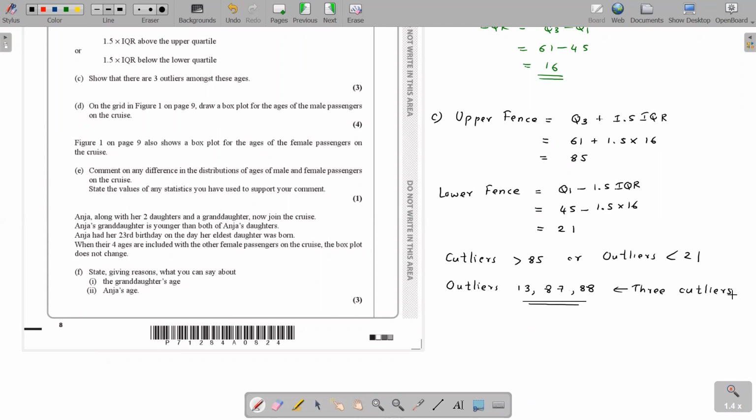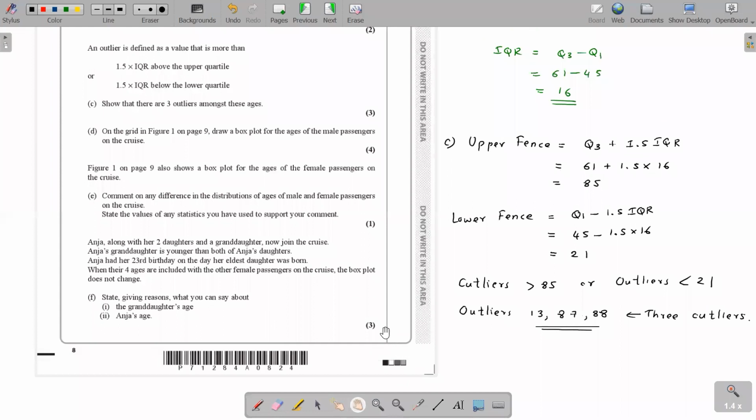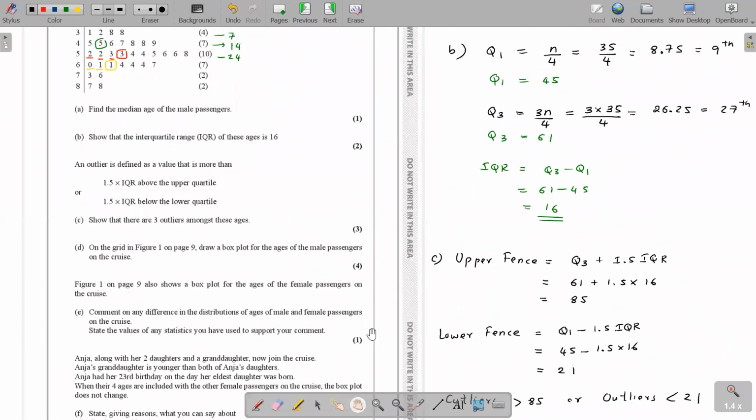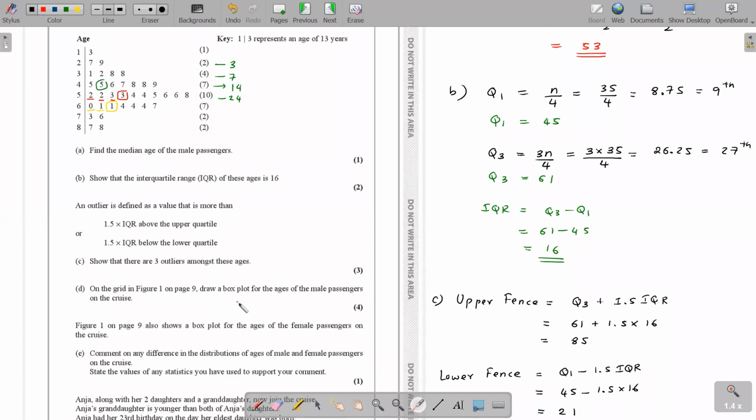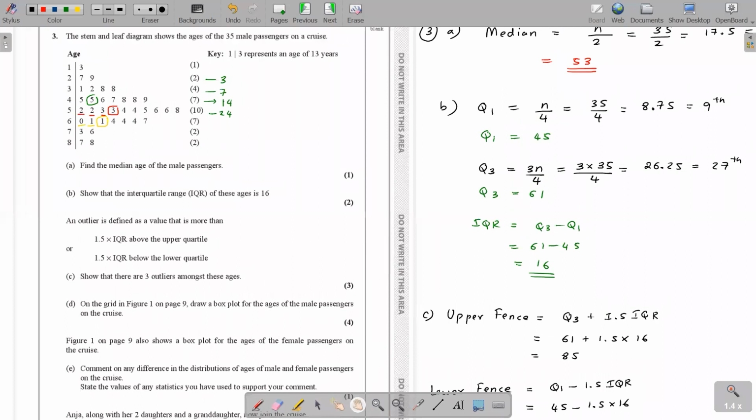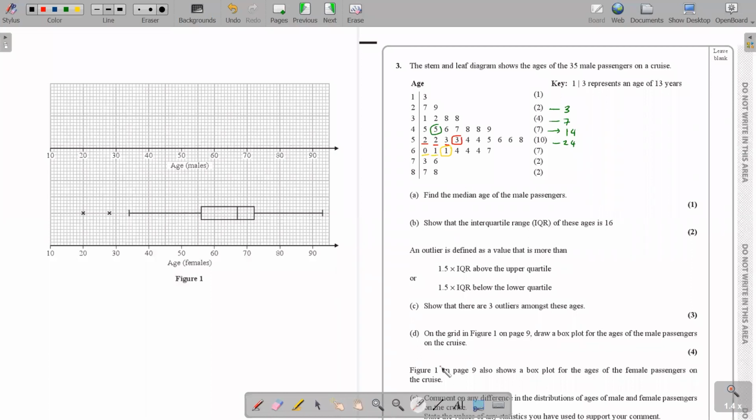Okay. Then let's move on to the next part. On the grid in figure 1 on page 9, draw a box plot for the ages of the male passengers on the cruise. Okay, let's draw the box plot. So we have all our information. Let's draw it. Part D, on the grid in figure 1 on page 9, draw a box plot for the ages of the male passengers on the cruise. So I've taken the box plot over here. They have given here the summary data for the male passengers, right? They are asking us to draw it on a box plot. So what do we draw on the box plot?